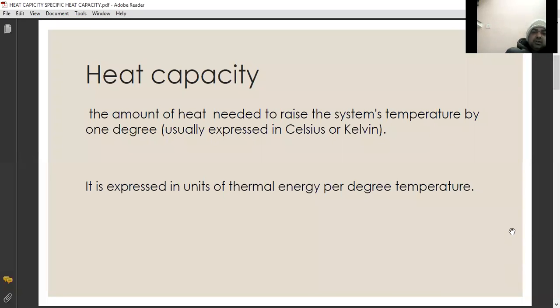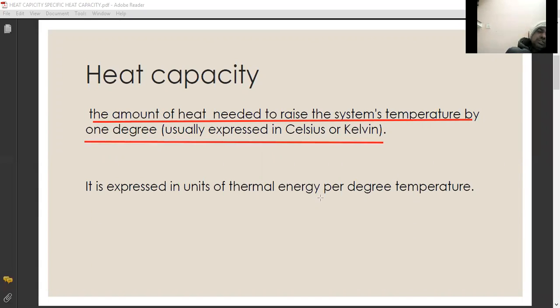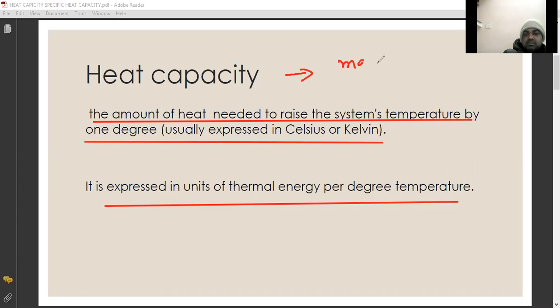Heat capacity is defined as the amount of heat needed to raise the system's temperature by 1 degree Celsius. It is expressed in the unit of thermal energy per degree temperature. So basically, heat capacity does not depend on mass, whereas specific heat capacity depends on the mass of the substance. More is the mass, more will be the heat capacity of the substance.